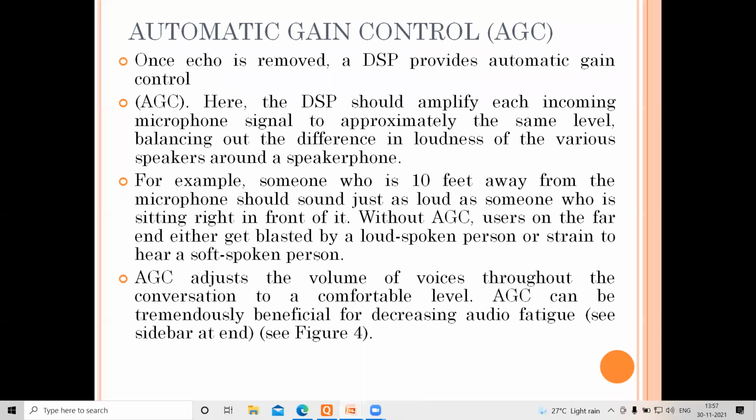The next one is automatic gain control. What do I mean by this? Once echo is removed, DSP will provide you with automatic gain control. What is this basically?